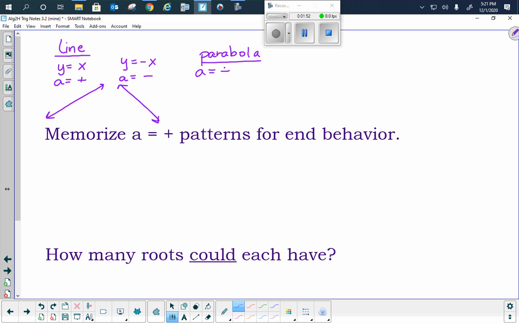In a parabola, if a is positive, same thing, based on the shape, it's U-shaped and it opens up. That would be like y equals x squared. I went back and added that in. So y equals x squared, if a is positive, it opens up. And if y equals negative x squared and that a value is negative, then of course the parabola opens down. Now, what we're going to say here, guys, is memorize the a equals positive patterns for end behavior. And then if it's negative, just flip it. Change it. Just do exactly the opposite.